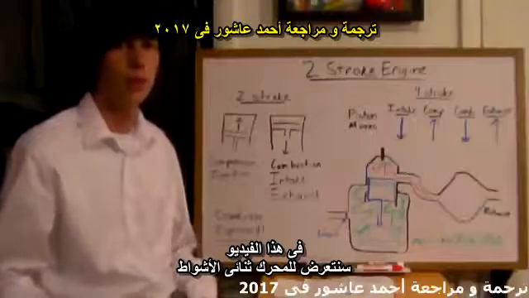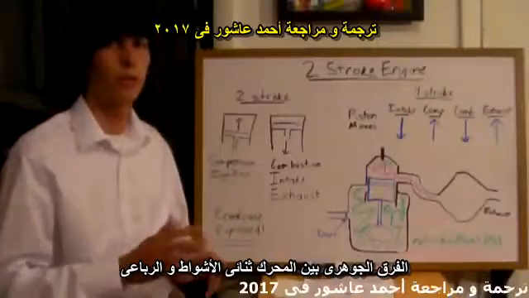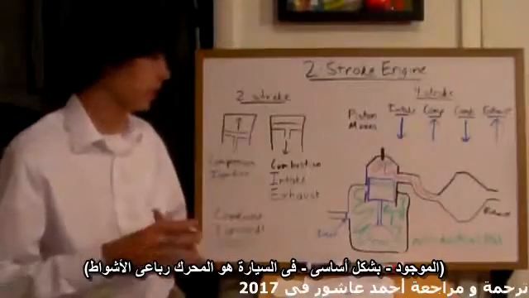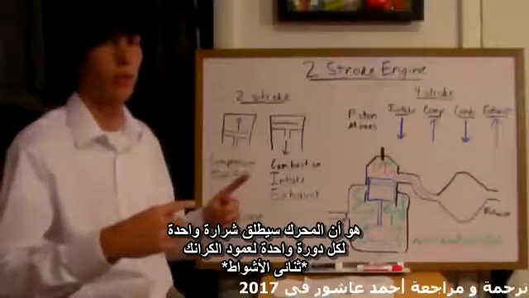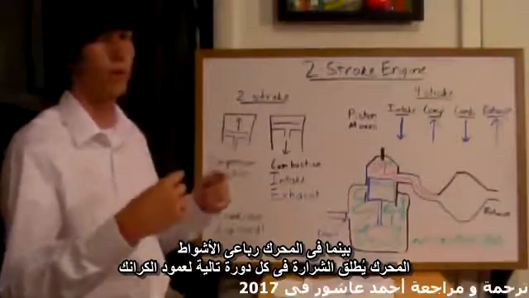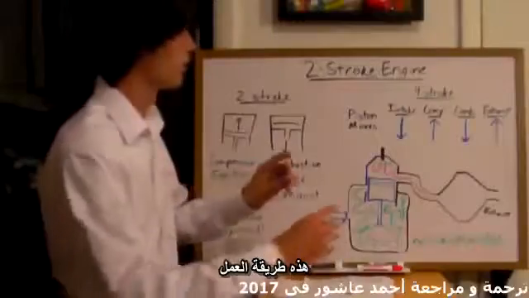In this video I'll be explaining a two-stroke engine. Now the main difference between a two-stroke engine and a four-stroke engine, which we typically have in our cars, is that the two-stroke engine will fire once per rotation of the crankshaft, whereas in a four-stroke engine the engine will fire once for every other rotation of the crankshaft. Now here's how this works.